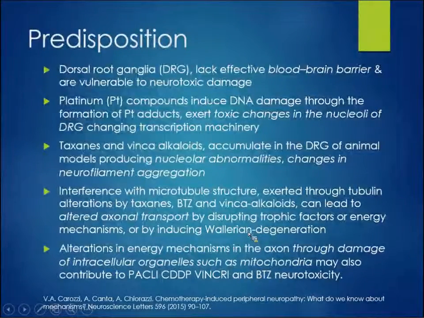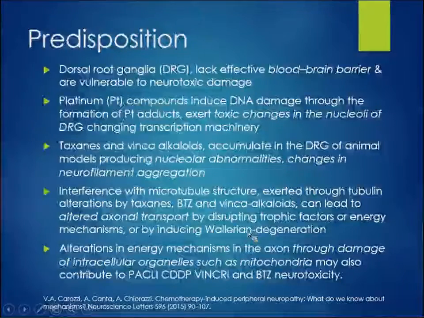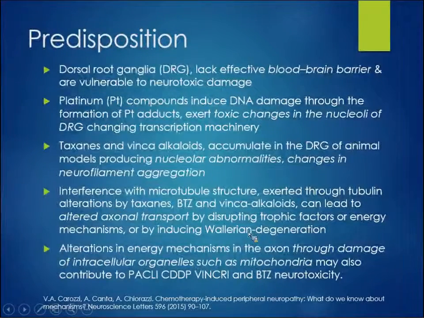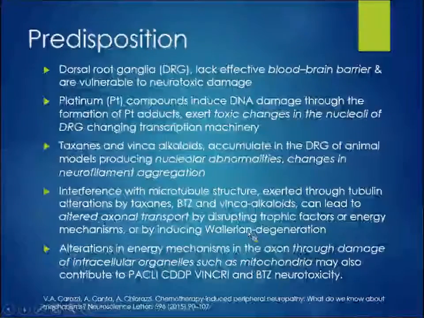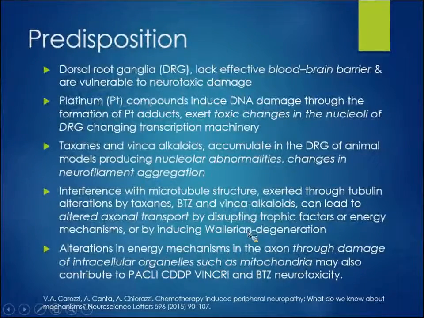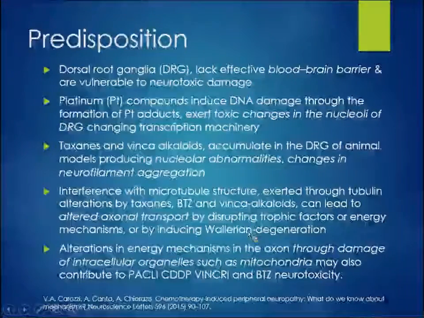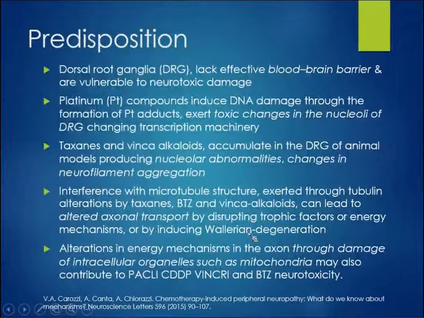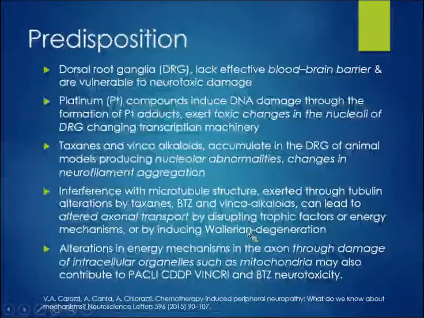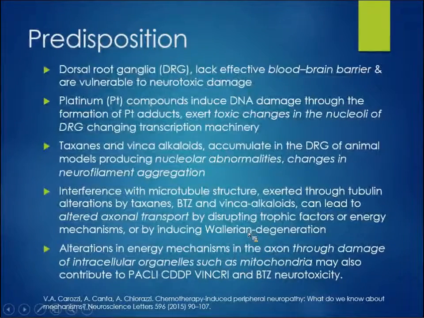There are also signs of toxic changes in the nucleoli of the dorsal root ganglia, but also other organelles, and the platinum-induced platination compounds with the DNA cause damage to the nucleoli, which ultimately affects transcription. Taxanes and vinca alkaloids accumulate significantly in the dorsal root ganglia, and again produce nuclear abnormalities and impact neurofilament aggregation. Microtubular structures are important with taxanes, epothilones, and the vinca alkaloids.